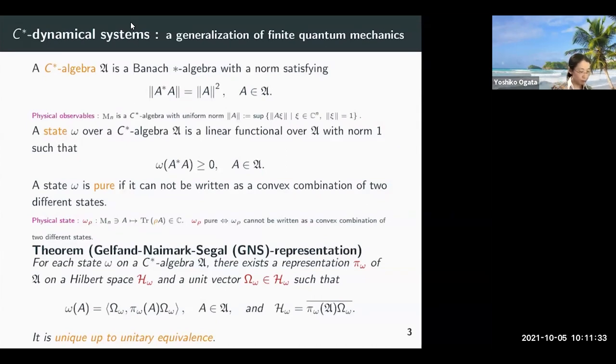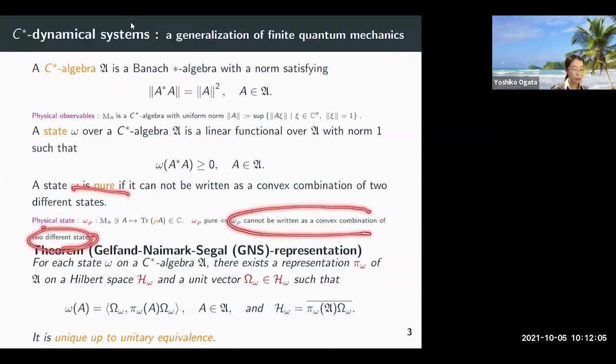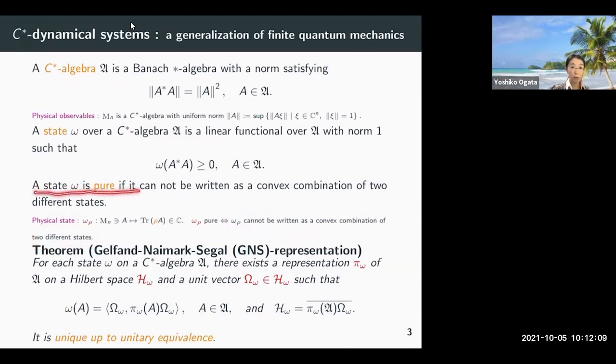Recall that for physical states, we say a state is pure if the density matrix rho is given by a rank one projection. In other words, this situation can be characterized by the fact that the state cannot be written as a convex combination of two different states. And we don't have the projection or density matrix in an infinite system. So we say that a state is pure if this latter condition is satisfied. Namely, a state omega is pure if it cannot be written as a convex combination of two different states. So that is the definition of a state and its purity.